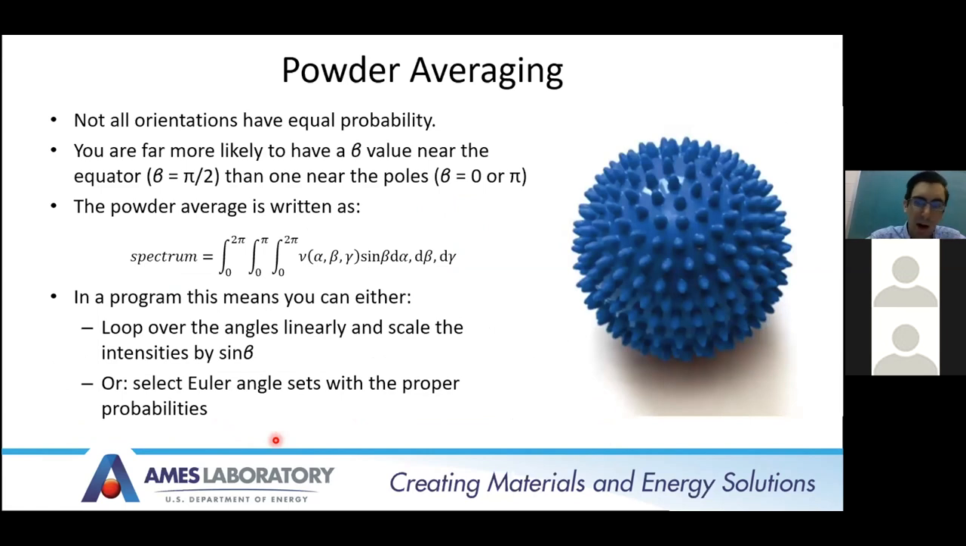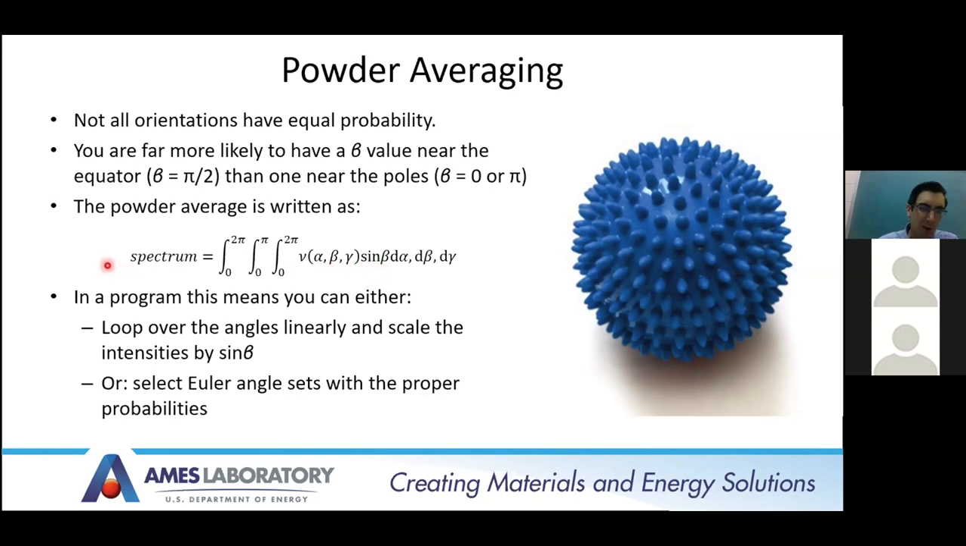So when we powder average, we can't just simply loop over beta and alpha in a linear fashion, because the different orientations have different statistical probabilities. If you look at this toy here, you'll notice that you can fit a lot more of these little spikes along the equator than you can around the poles. And so these orientations are far more probable to occur. It's more probable to have a beta value near 90 degrees than it is to have a beta value of 0 or 180 degrees. Generally, the probability of a particular orientation being found in your sample depends on the sine of beta.